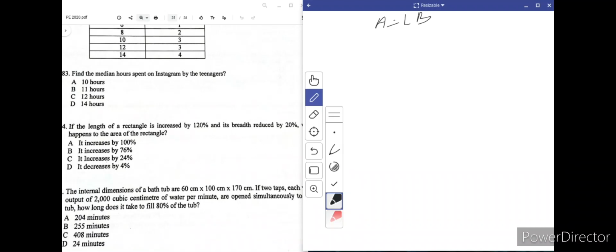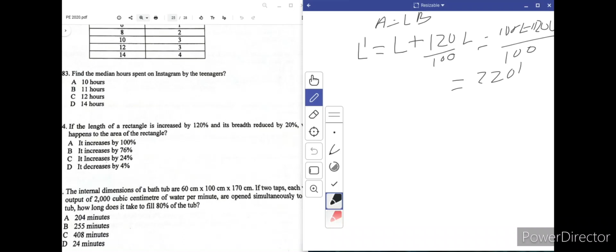Now to find the area of the new triangle, we need to find the new length. So new length, let's say L dash, is equal to, because it is increased, length plus how much it is increased, 120% of the length. 120% means 120 by 100 into L. This will give us 100L plus 120L divided by 100. So this will give us 220L divided by 100. So this is the new length.